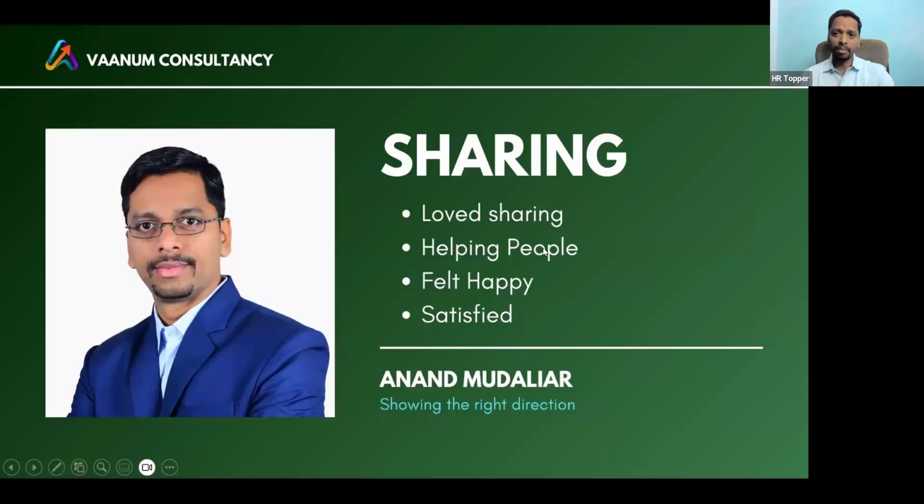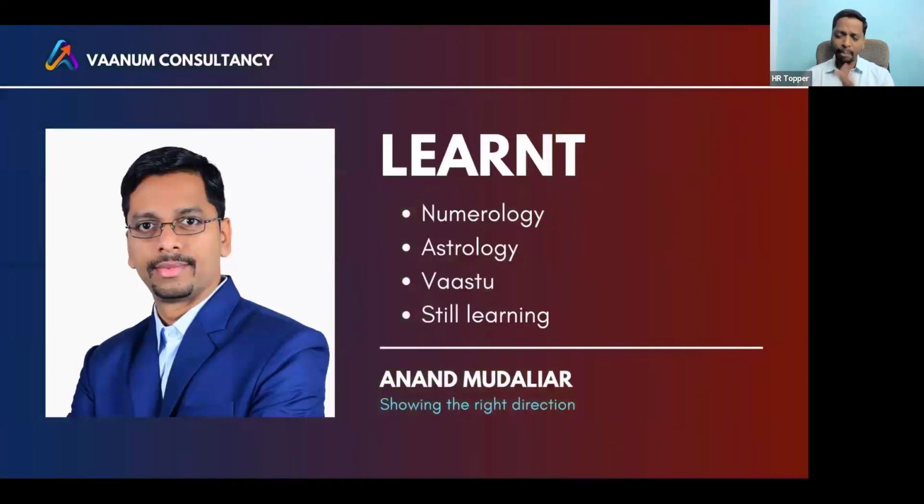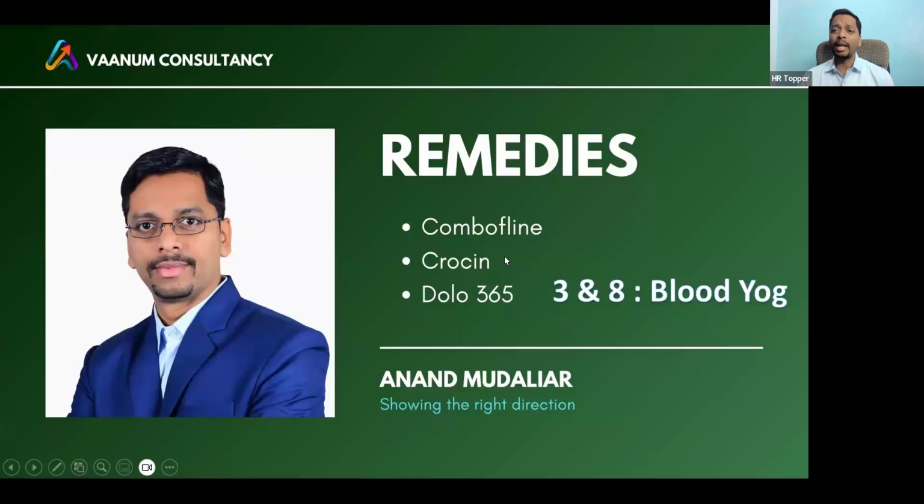Then I started sharing with my friends, my colleague. Everyone was happy. So I went more deep and started learning not only numerology, astrology, vastu, and still learning. There are so many things. Now, what is remedies? For example, here now listen. Anyone who is number 3, raise your hand. Number 3, raise your hand. How many? Aishwarya, okay. Asavari, okay. Many people are number 3.